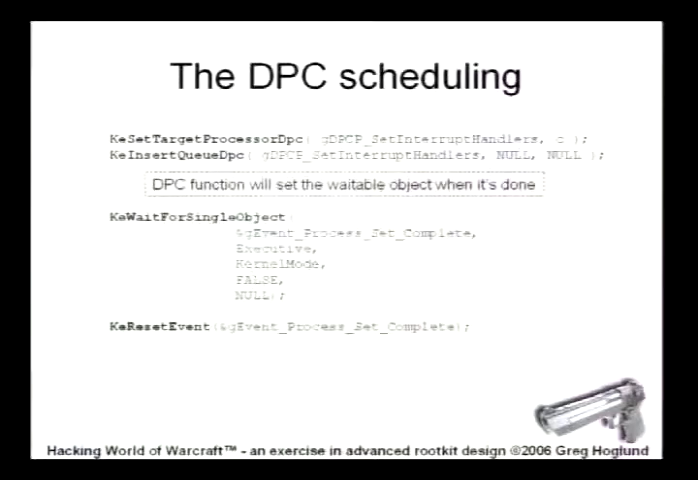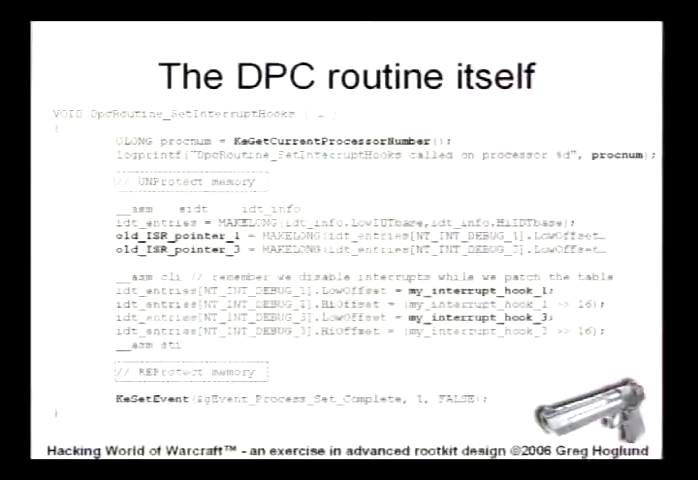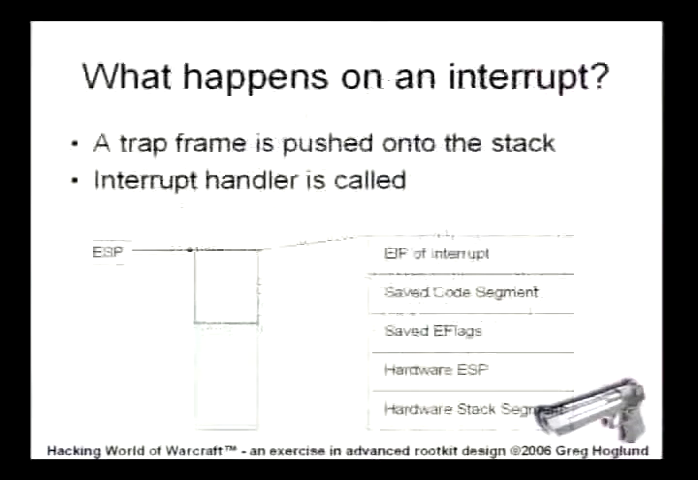KeSetTargetProcessorDpc, insert it in the queue. And we don't have to wait, but that's the way I designed it. So we're going to wait for the DPC to complete and then move forward. And we do that for all the processors on the system. Here's the DPC routine itself. This one's pretty straightforward. We unprotect memory using the CR0 trick, register CR0. We then hook the interrupt table and then reprotect the memory and set the event. Pretty straightforward.